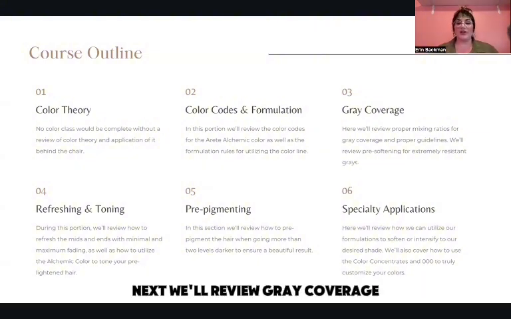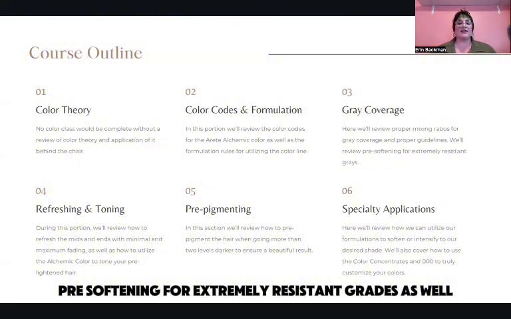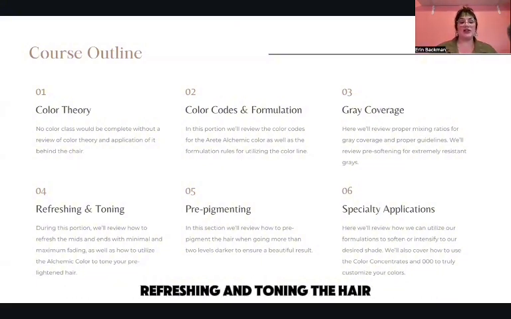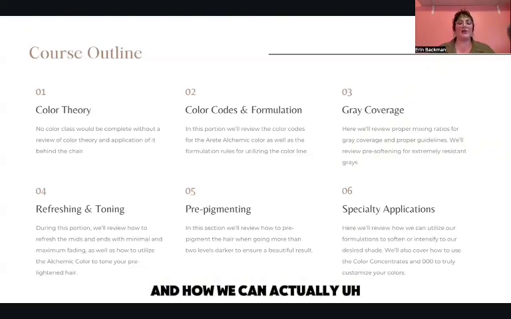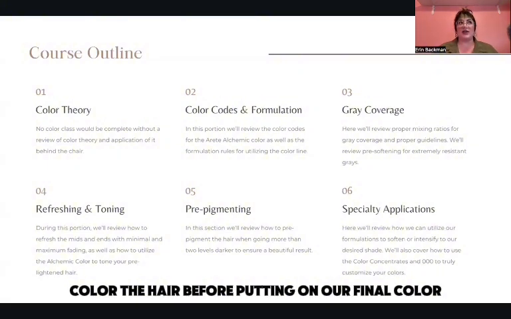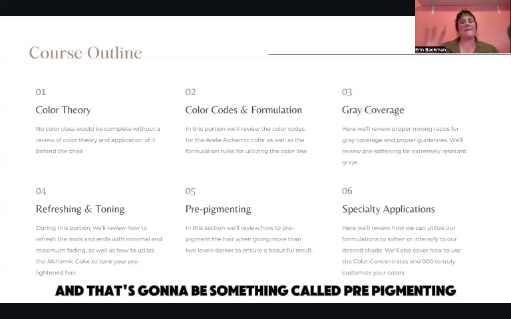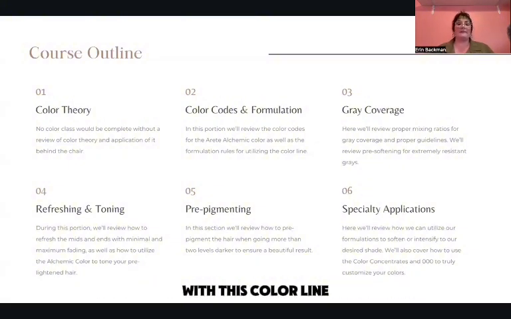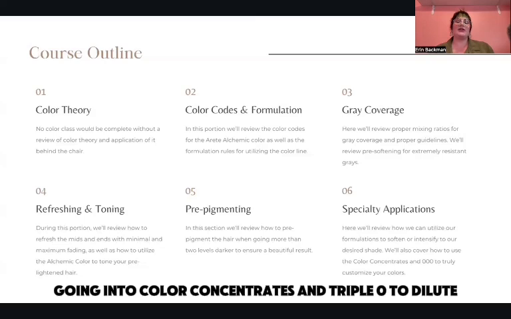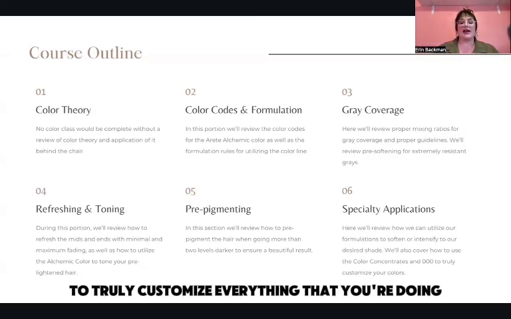Next, we'll review gray coverage, why it's important to understand proper mixing ratios to get gray coverage, as well as guidelines. We're going to review pre-softening for extremely resistant grays as well. And then we're going to talk about refreshing and toning the hair and how and when we will do each of those processes, and how we can also use the color line to color the hair before putting on our final color. That's going to be something called pre-pigmenting. We'll talk about that all by itself. And then we'll also cover some of the specialty applications that you can use with this color line, going into color concentrates and 000 to dilute to truly customize everything that you're doing.